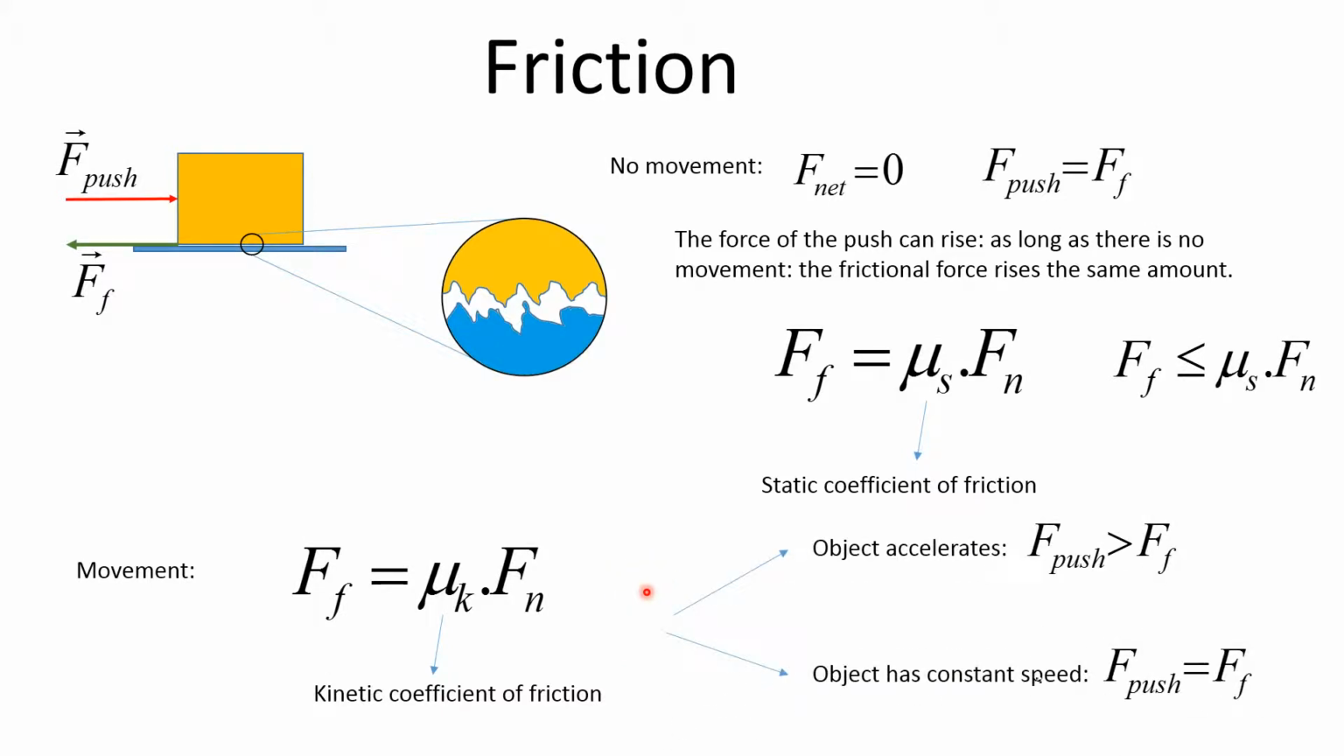When the object accelerates, the pushing force is bigger than the frictional force. Of course, or we have no acceleration, because we need a net force. When the object has a constant speed, we know again it's the same as when it's static. The pushing force equals the frictional force, only the constant will be different.